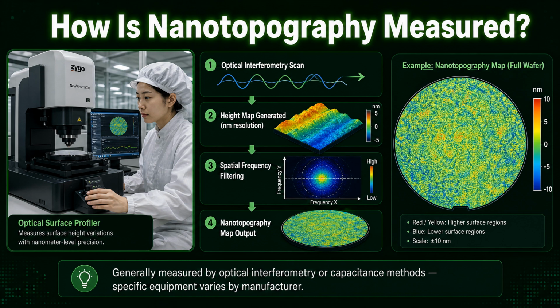Nanotopography is generally measured using optical interferometry. A light beam is projected onto the wafer surface. The reflected interference pattern is analyzed to generate a precise height map with nanometer resolution. Spatial frequency filtering is then applied to separate nanotopography from flatness and roughness components. The result is a full wafer nanotopography map showing height variations across the surface. Optical interferometry-based surface profilers are commonly used for this measurement. Specific equipment specifications vary by manufacturer.